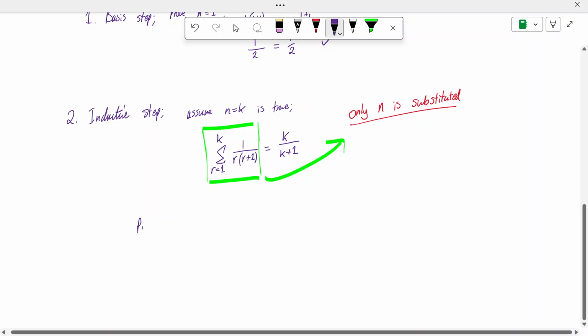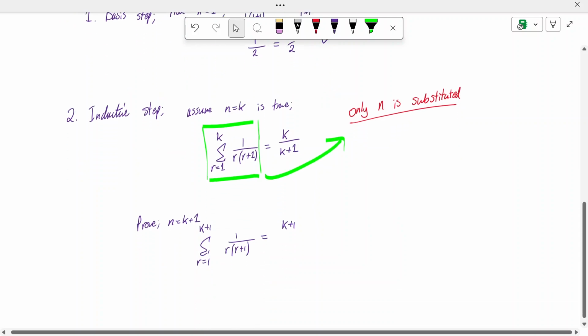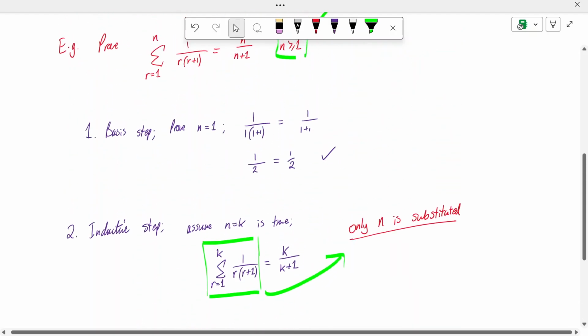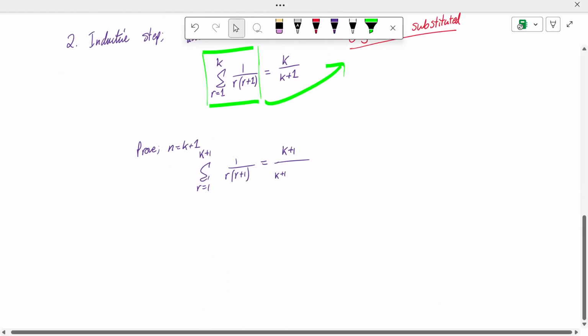Now that I've made this assumption, I'm ready to prove that n equals k plus 1 is true. So I'm going to prove that the sum from r equals 1 all the way up to k plus 1 of, again, the r's don't go anywhere. I'm only substituting k plus 1 where I see an n. That's going to look like n on n plus 1. So anywhere I see an n, I'm going to write k plus 1. And this denominator has an n plus 1, so I'm going to write k plus 1 plus 1, because that's my n.